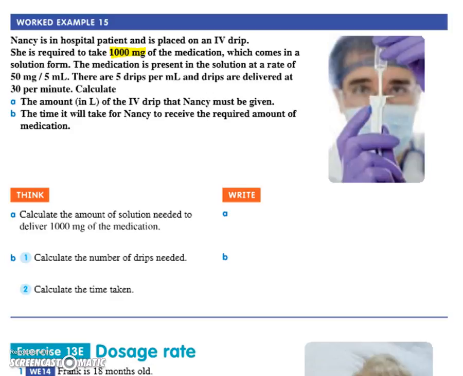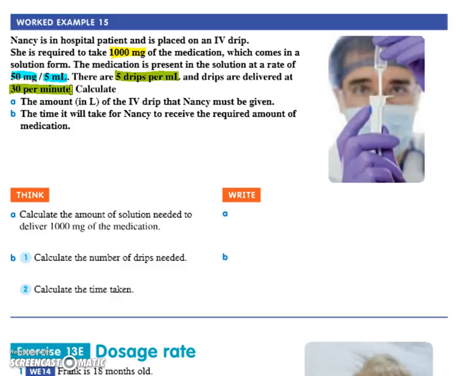The medication is present in the solution at a rate of 50 milligrams per 5 mil. So for every 5 mil, there's 50 milligrams. She has to take 1,000 milligrams. Keep those in mind. There are 5 drips per mil. So we're starting to get a fair bit of information. There are 5 drips per mil, and they're delivered at 30 per minute.